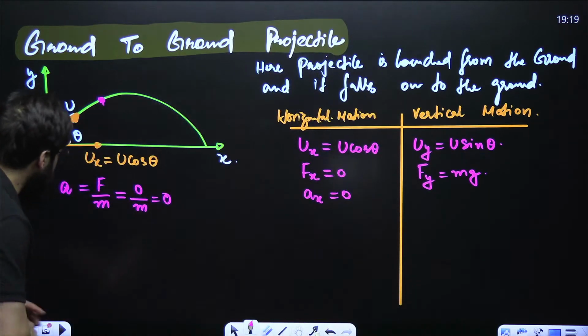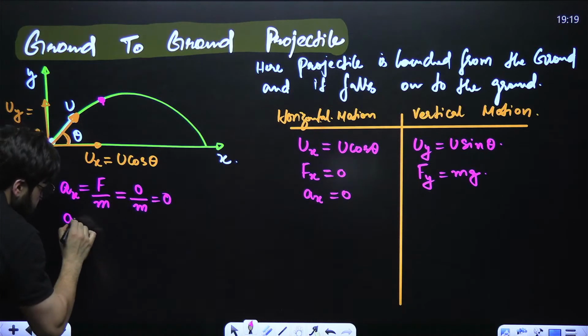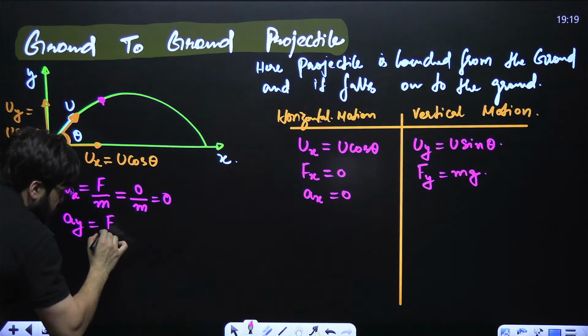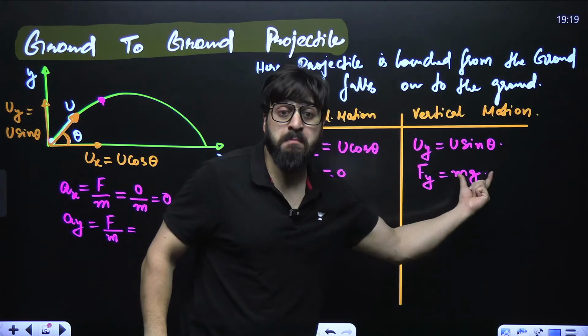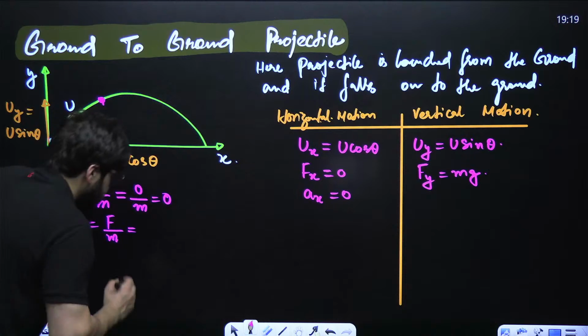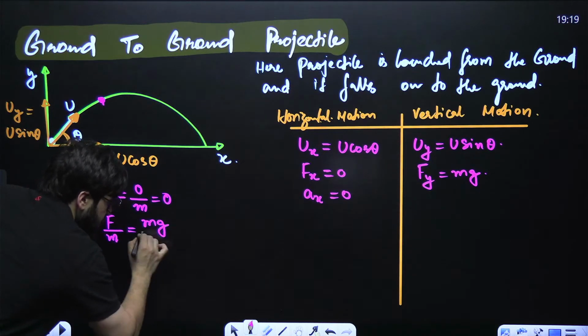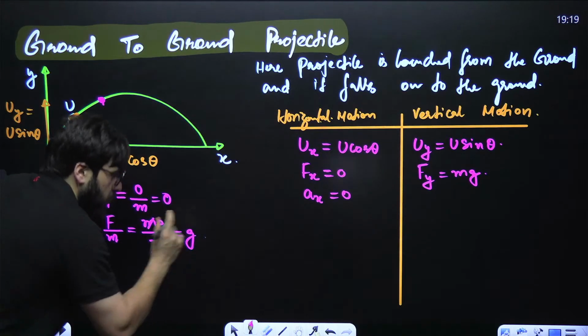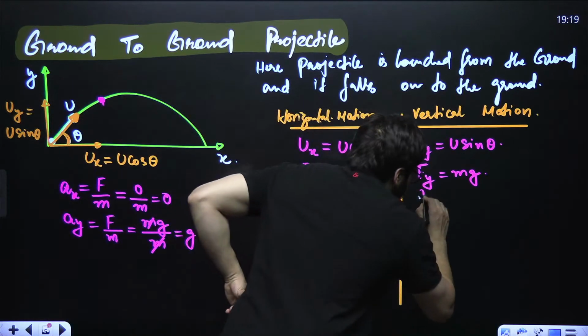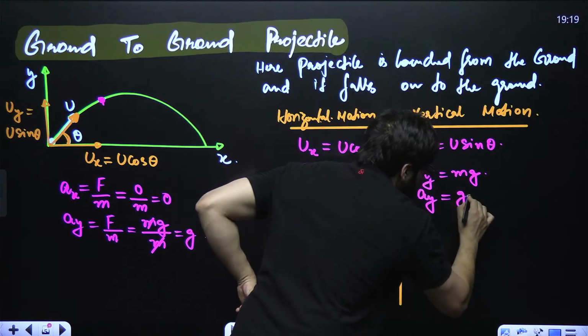What about the acceleration in y? This is acceleration in x. Sir, acceleration in y will be force upon mass. What is the force in y direction? That is mass into acceleration due to gravity. So that is m into g divided by m over here. This and this will cancel, so it will come out to be g. So I say acceleration in y direction is simply g.